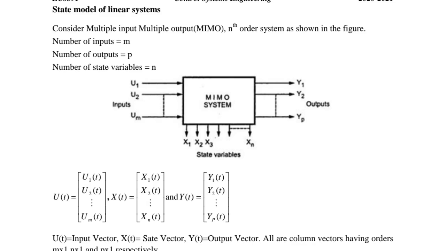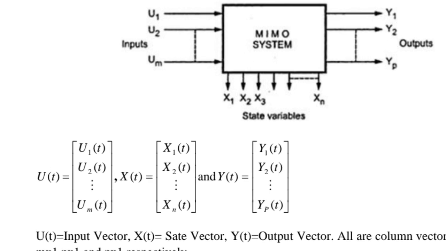Dear students, now we are going to discuss the state model of linear system. So consider this MIMO system, that nth order system as shown in the figure. Here the number of inputs is m, the number of outputs is p, and the number of state variables is n. So now you have to form the state variable matrix here.